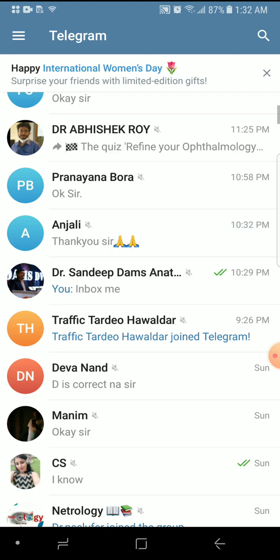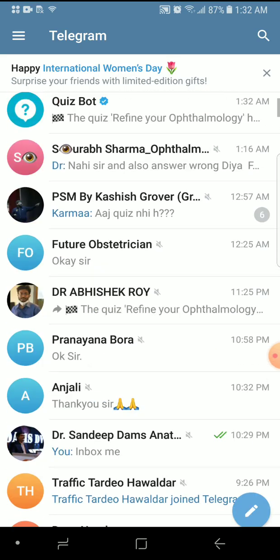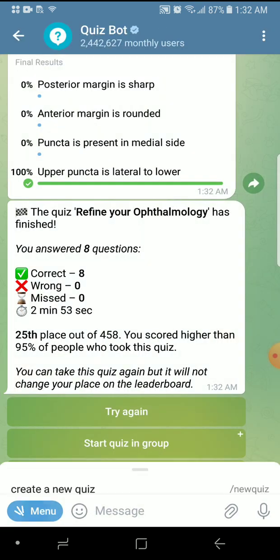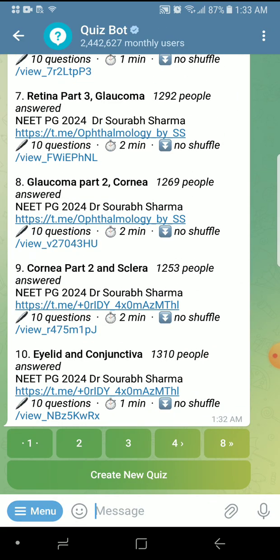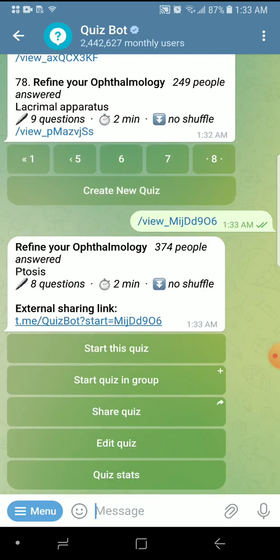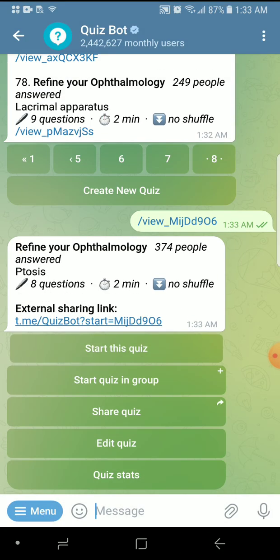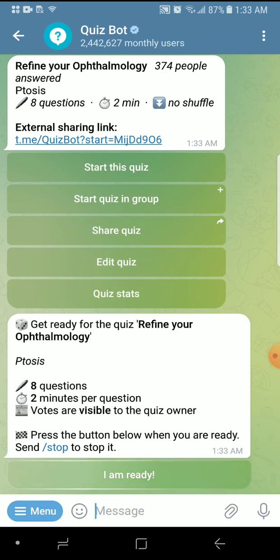Alright, so that was a quiz on eyelid anatomy. Now let's go to the quiz on ptosis. Alright, I'm ready to give the test on ptosis.